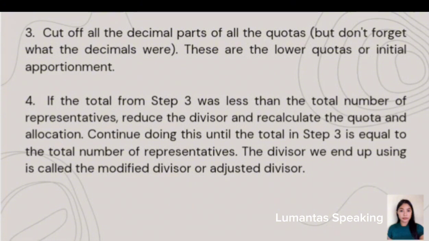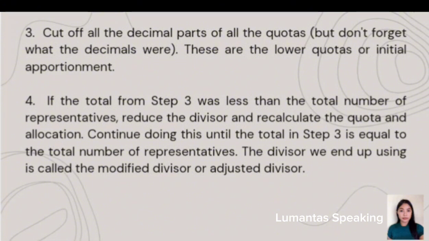If the total from step 3 was less than the total number of representatives, reduce the divisor and recalculate the quota and allocation. Continue doing this until the total in step 3 is equal to the total number of representatives. The divisor we end up using is called the modified divisor or adjusted divisor.